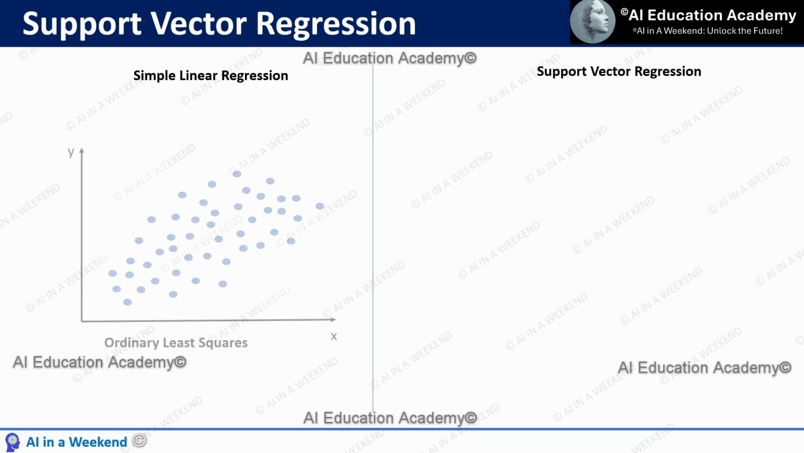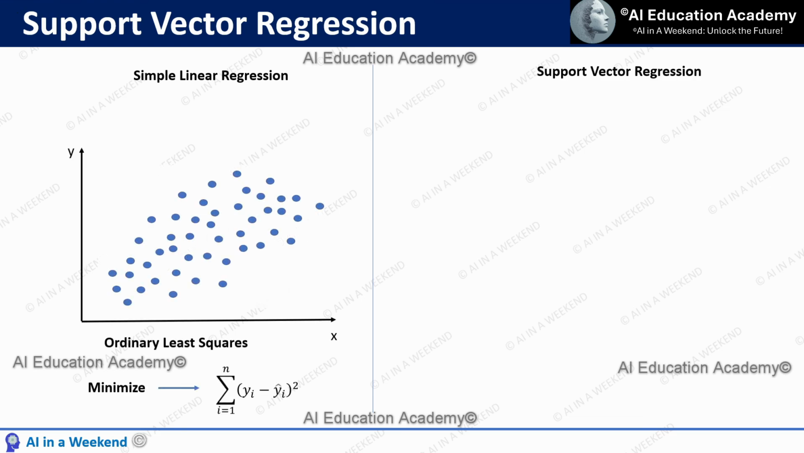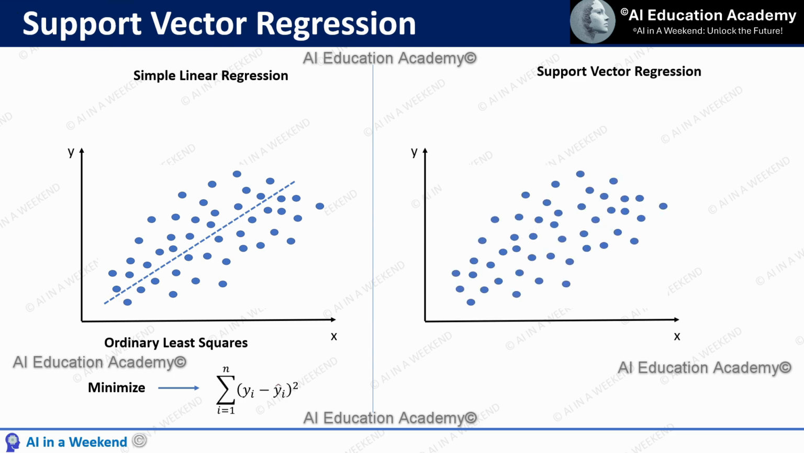What is support vector regression? In simple linear regression, we used the ordinary least squares method to find the best fitting line that will minimize the error between actual values and our prediction. In support vector regression, we have a decision boundary in the middle that separates the data.